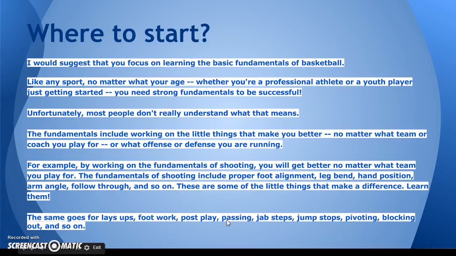Where to start? Personally, I would suggest that you focus on learning the basic fundamentals of basketball. Like any sport, no matter what your age, whether you're a professional athlete or a youth player just getting started, you need strong fundamentals to be successful. Unfortunately, most people don't really understand what that means. Fundamentals include working on the little things that make you better, no matter what team or coach you play for, or what offense or defense you are running.